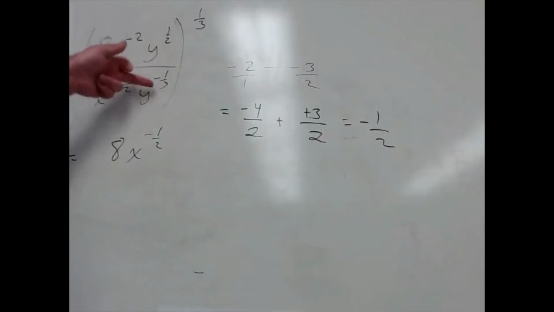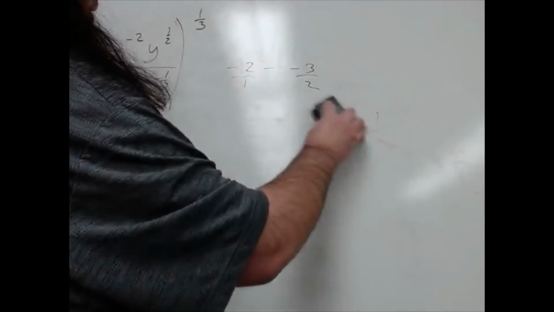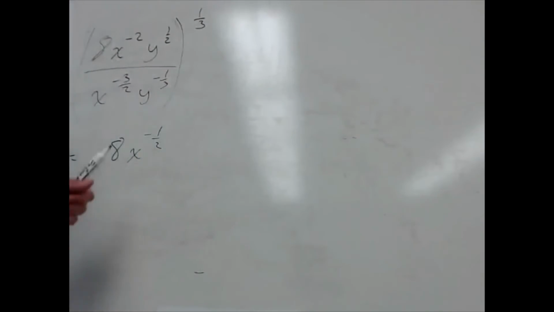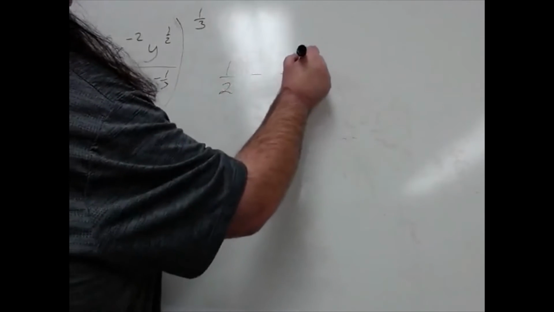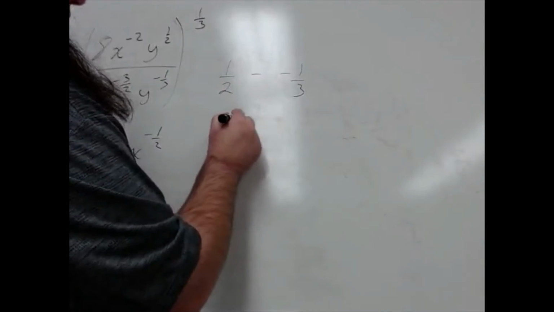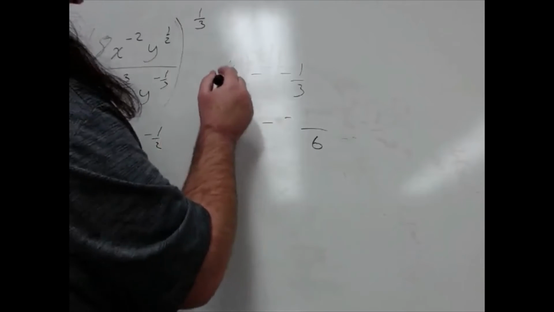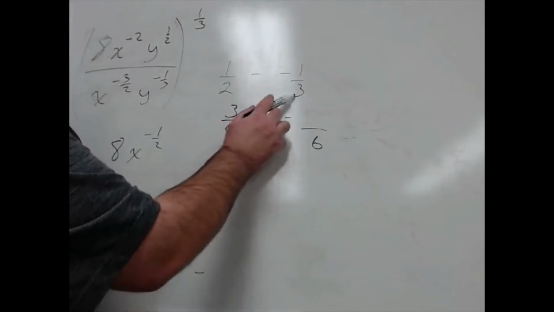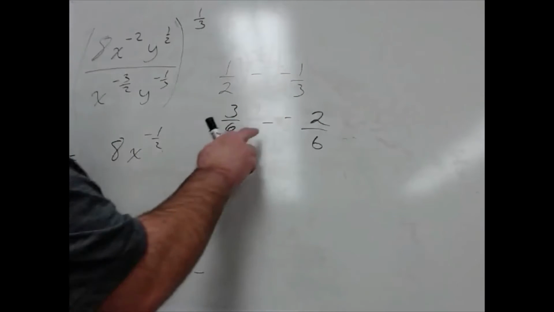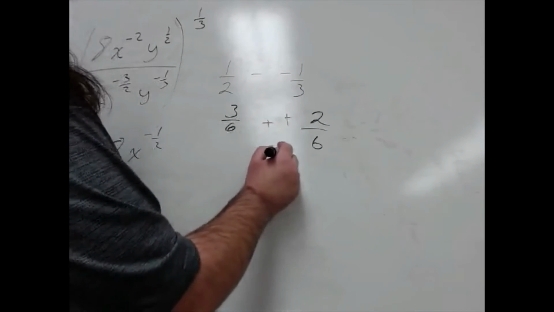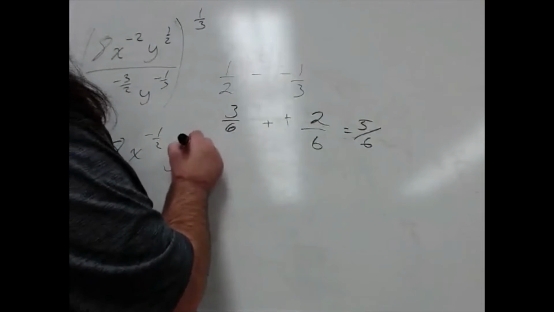And then for my y terms, I am going to essentially do the same thing with those exponents. So I'm going to do 1/2 minus negative 1/3. Common denominator in this case would be 6. So 2 times 3 gives me 6, so 1 times 3 is 3. 3 times 2 is 6, so that gives me a 2 right there. Subtracting a negative is the same as addition, so this gives me 5 over 6. So my y exponent is 5 over 6.